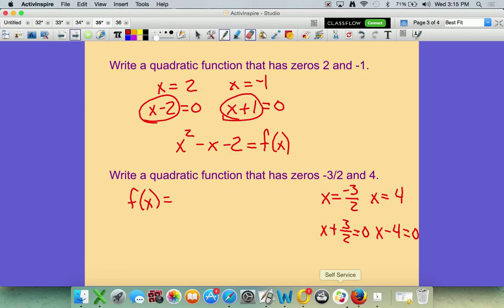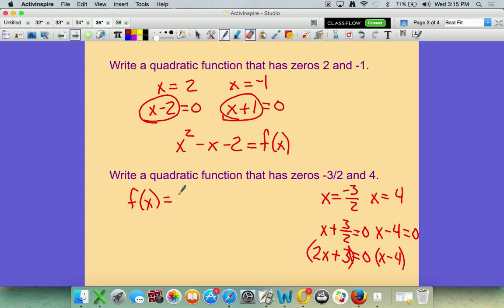What else I could do is multiply this entire equation by 2. So I'd have 2x plus 3 equals 0. If I solve this one for x, subtract 3, divide by 2, I still get a zero of negative 3/2, like how I started. So that is perfectly fine to do. Then I can multiply that by x minus 4. And that is a lot easier to do now.